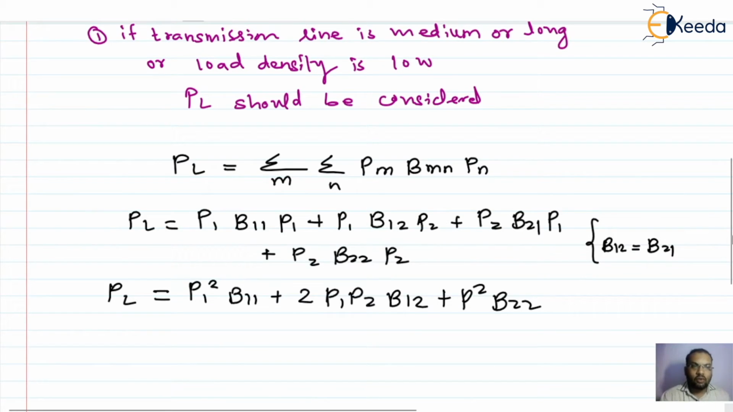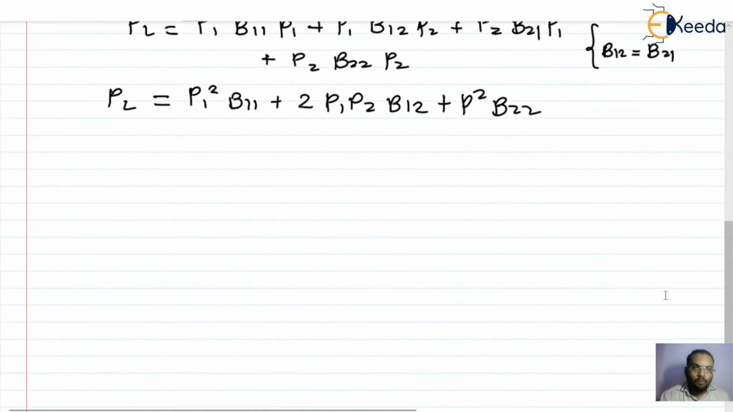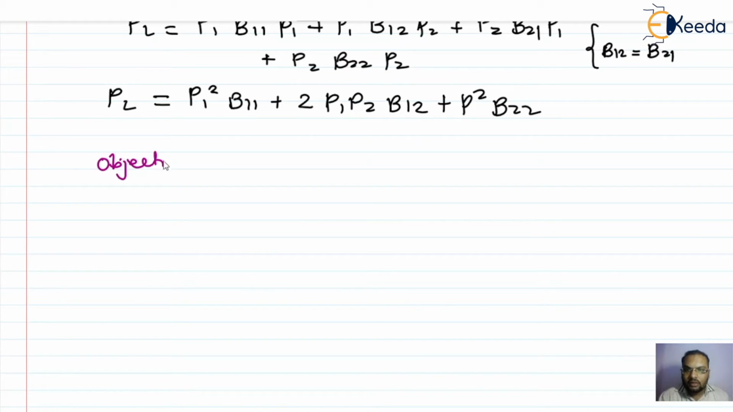Okay, so this is how we can consider the power loss. Now what is the objective here? Why are we studying this? Because we want to have the optimum generation scheduling. What is the aim of optimum generation scheduling? The objective is to minimize the total operating cost.